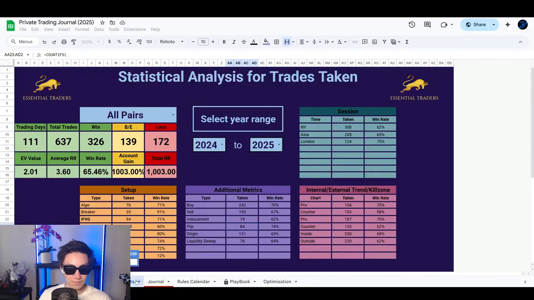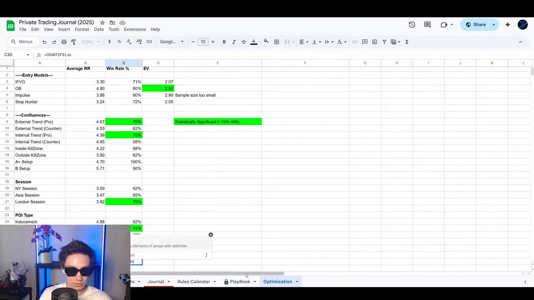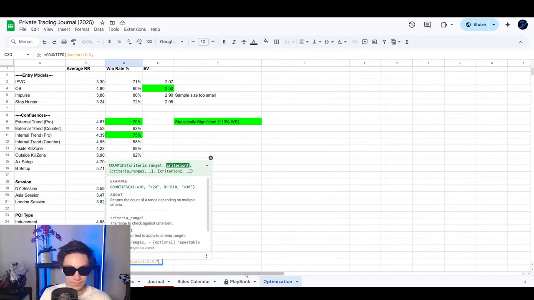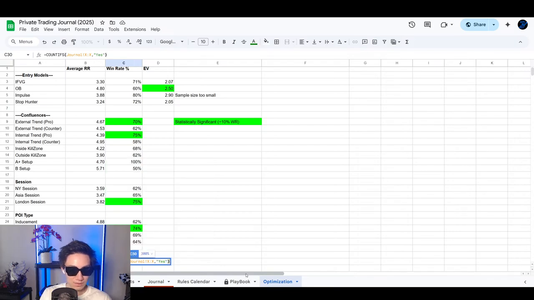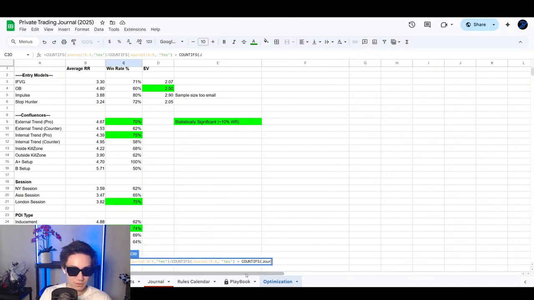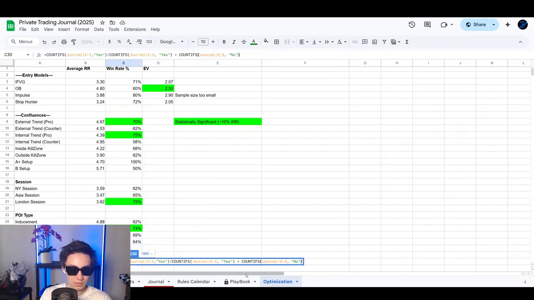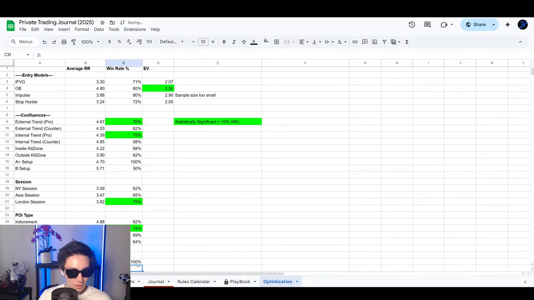COUNTIFS: you look at the column, Journal X to X, go with yes. And then you just divide by COUNTIFS, Journal X to X, yes, plus COUNTIFS, Journal X to X, no. Okay, that should be it there. So we're just dividing the number of yeses by the total yes and no's combined.